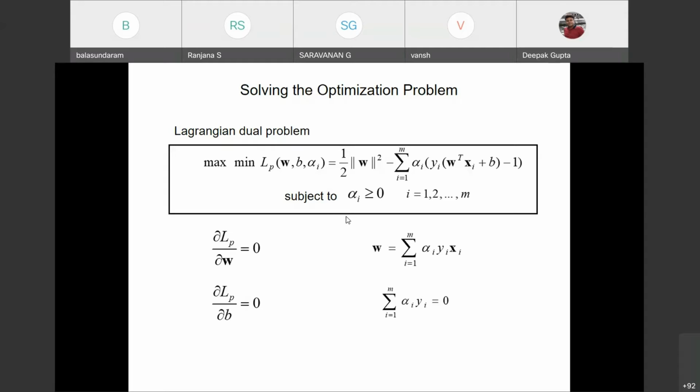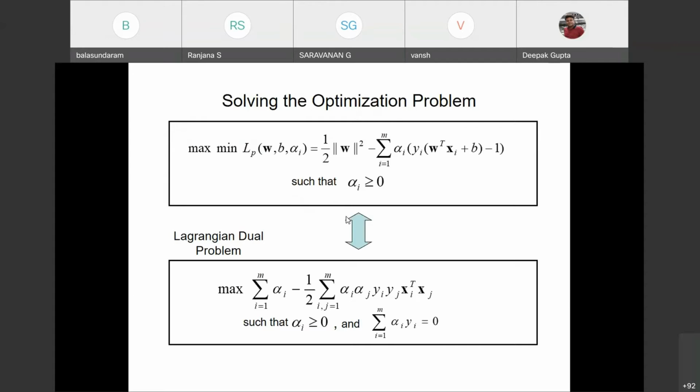But you have one equality constraint. I have summation of alpha y is equal to 0. So now the problem is becoming an artificial problem of solving the first problem. The Lagrangian dual problem is basically a maximization problem. Since the initial problem is a minimization problem, when you go to the dual, it leads to a maximization problem. So maximize summation alpha i minus 1 by 2 summation alpha i alpha j y i y j x i transpose x j, subject to alpha i greater than or equal to 0 and summation alpha y is equal to 0.